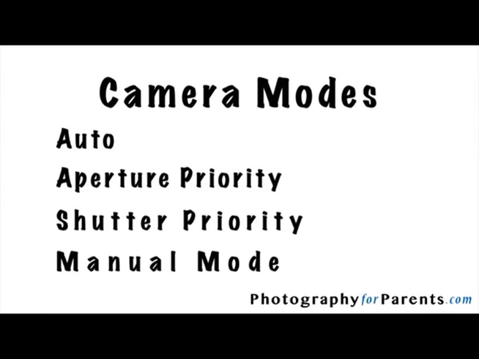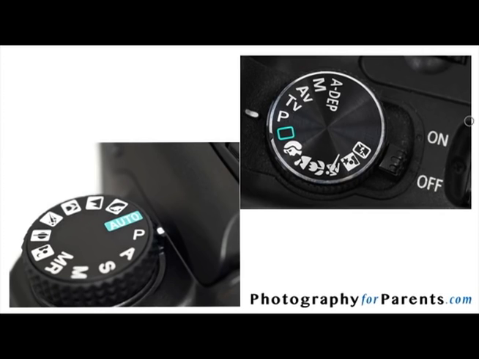If you look at your camera, you're going to see the dial on top. It's usually going to have similar settings to one of these. I believe Canon uses this AV and TV setting over here. Basically, AV is aperture value and TV is time value. It's basically aperture priority and shutter priority. TV is shutter priority. And then the M is the manual mode.